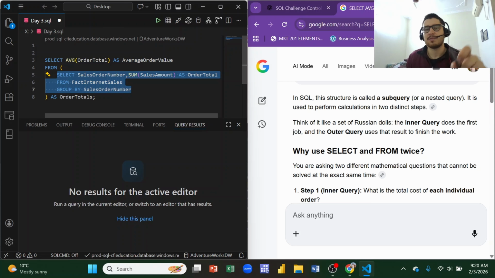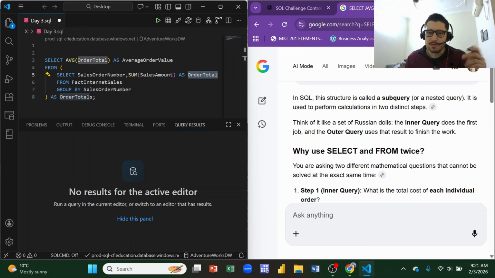With this we have calculated the first job, which was one of our distinct calculations to solve that question. The result from this is stored as order total. Then the outer query takes the average of this order total. The outer query uses this result, the order total, and takes its average as average order value, and that is how we calculate our average order value per order.